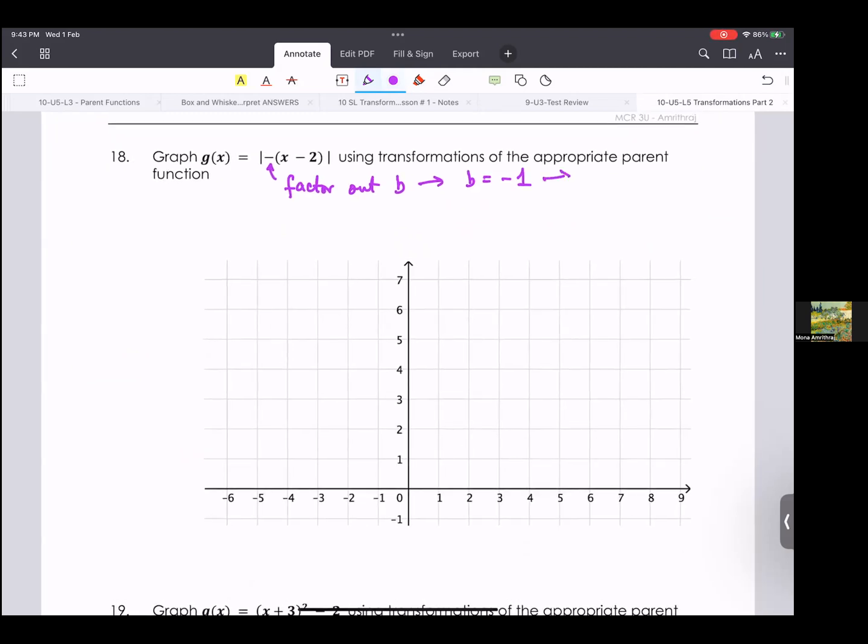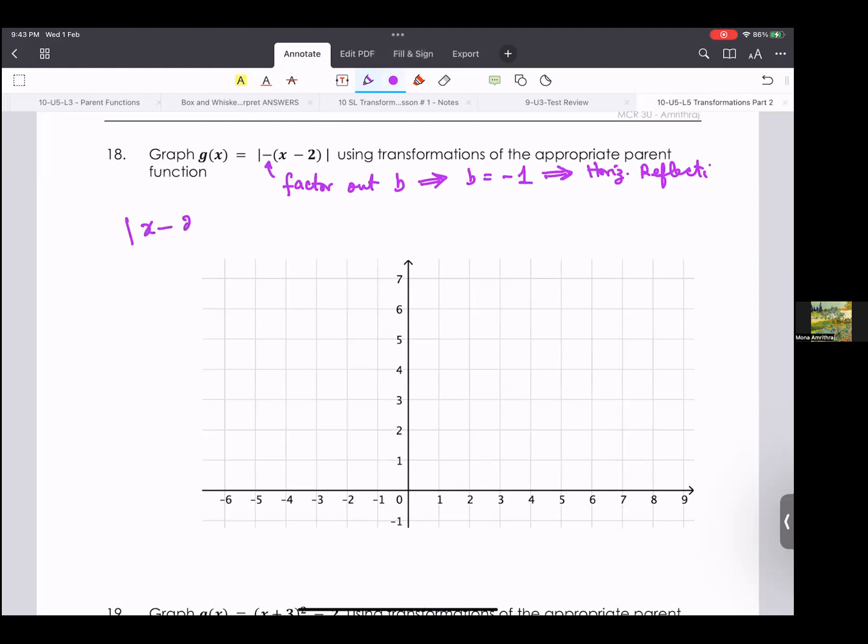So that's going to give me a horizontal reflection. What else is going on? Now, if I had absolute value of x minus 2, I would call it a horizontal translation. If I had absolute value of x, minus 2, I'd call it a vertical translation. These two are completely different. So this is horizontal translation, and this is a vertical translation.